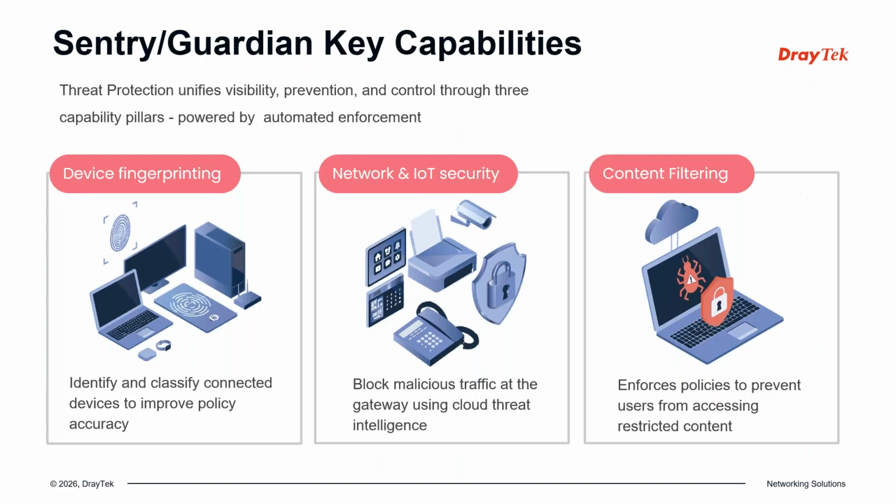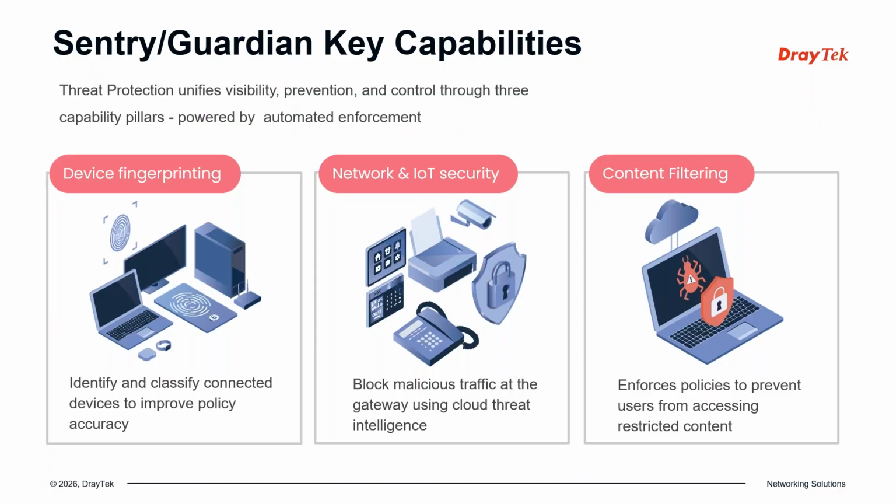So how does it do that? Well, it's got three different pillars of the capability. We have device fingerprinting, which is the key part of the asset detection. So the asset detection allows us to identify the devices on the LAN, and to spot what device has been connected. Network and IT security builds on top of that.